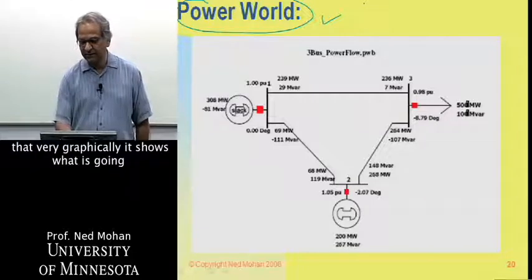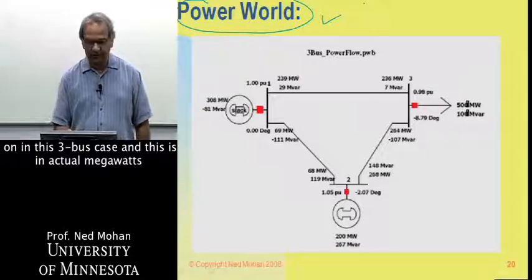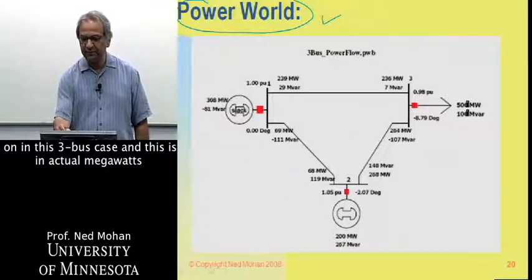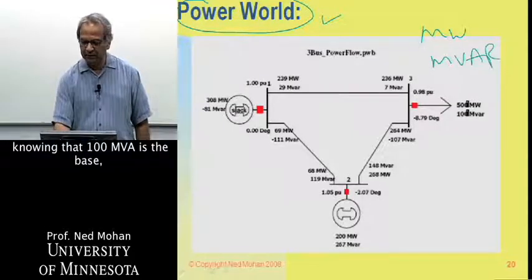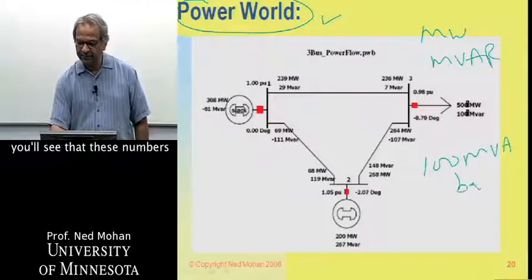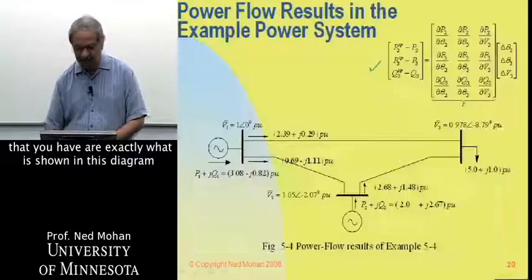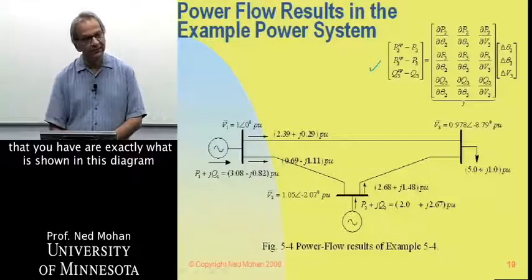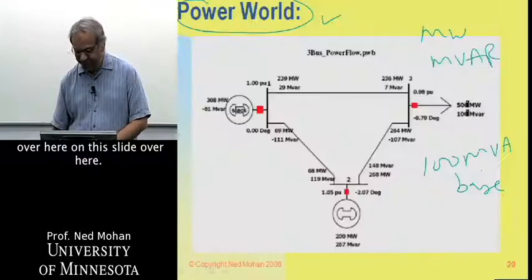And you see that very graphically it shows what is going on in this 3-bus case. And this is in actual megawatts and megavars. But if you convert these to per unit, and knowing that 100 MVA is the base, you'll see that these numbers that you have are exactly what are shown in this diagram on this slide over here. Right?